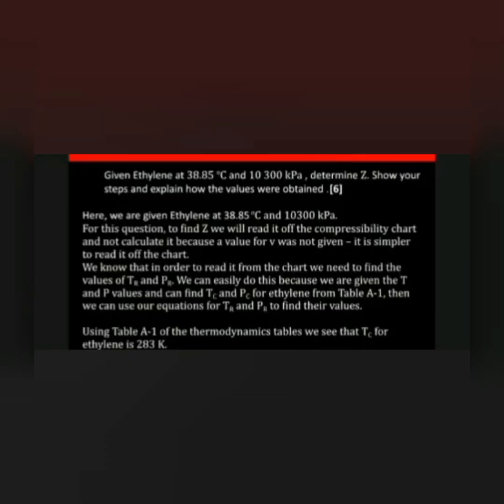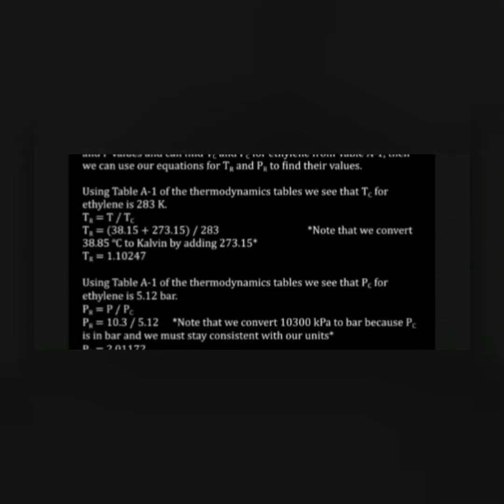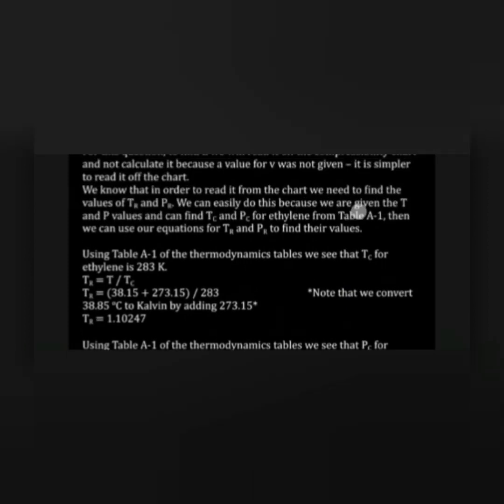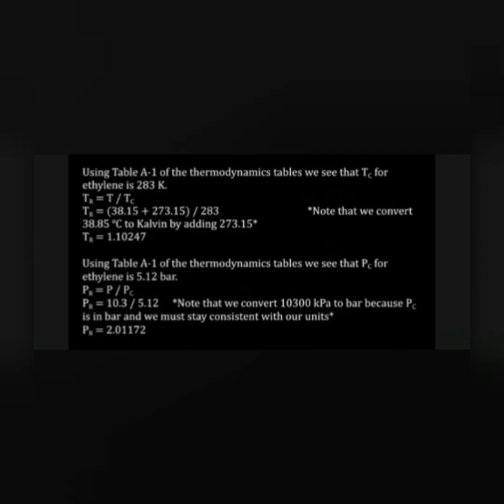Let's look at an example where we have to determine the value for Z using our compressibility chart. We are given ethylene, its temperature, and its pressure. We know that in order to read the compressibility chart, we need a value for TR and PR. We can easily find these using this equation and this equation. We are given our T value, we're also given our P value. We can find our TC value and our PC value using table A1 of the thermodynamics tables. We then substitute our values into our equations.